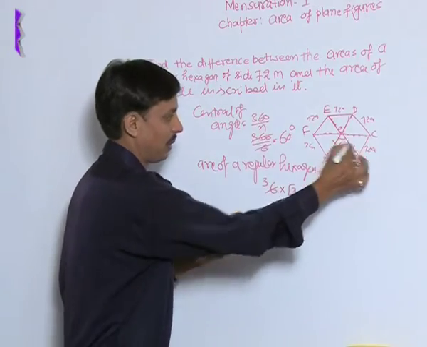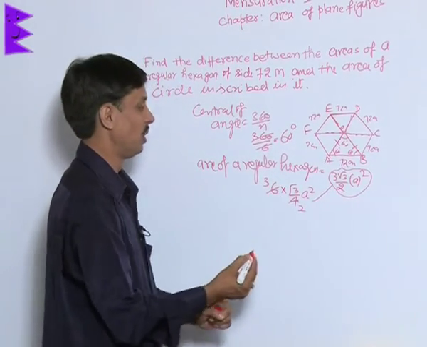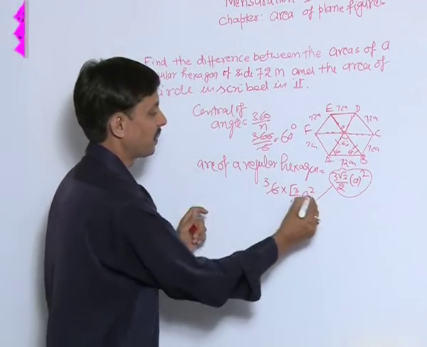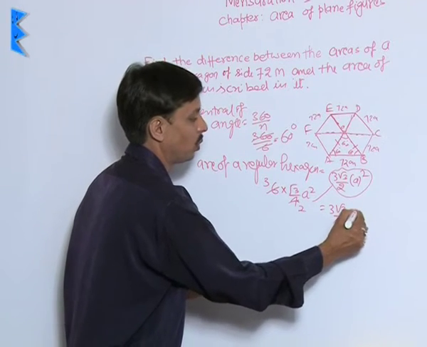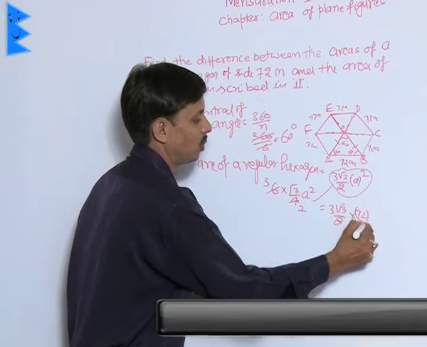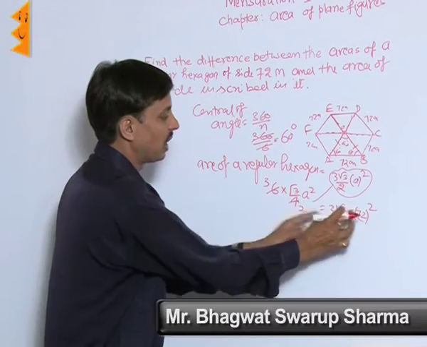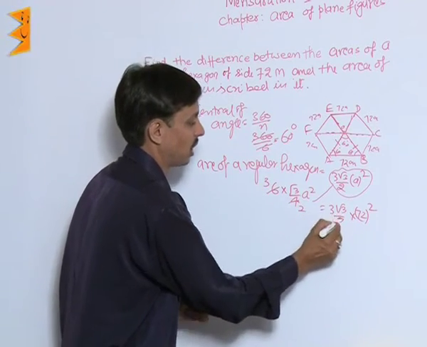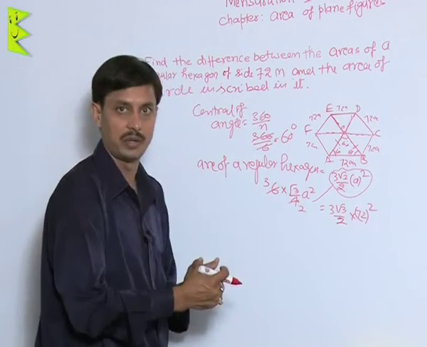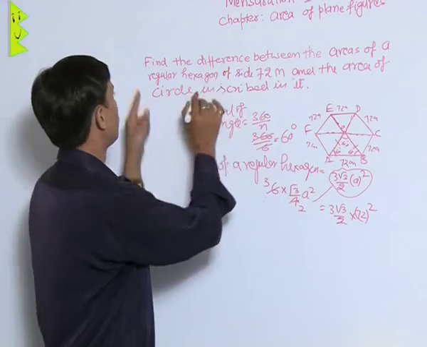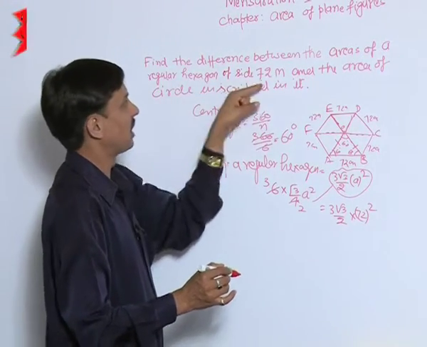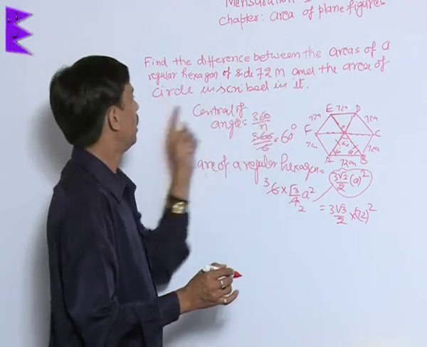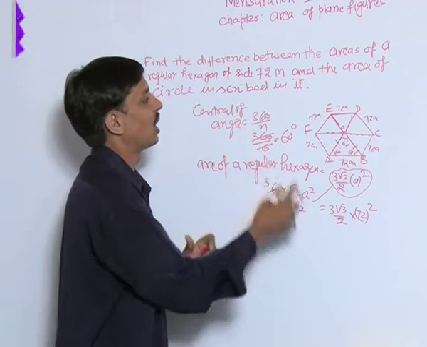Here the hexagon has side 72 centimeter. So what is its area? The area becomes 3 root 3 upon 2 into 72 whole square. This is the area of this regular hexagon, which can be calculated. Now there is a circle. Find the difference between the areas of a regular hexagon of side 72 centimeter and the area of a circle which is inscribed in it.